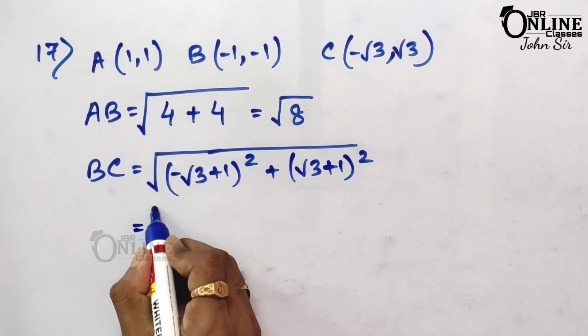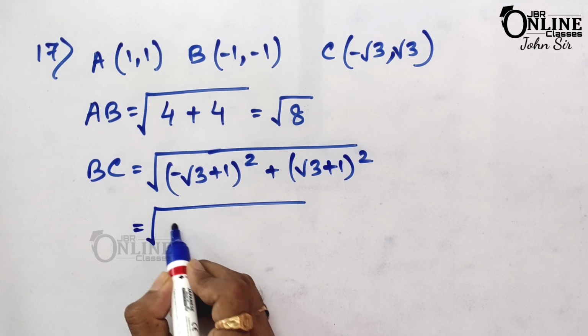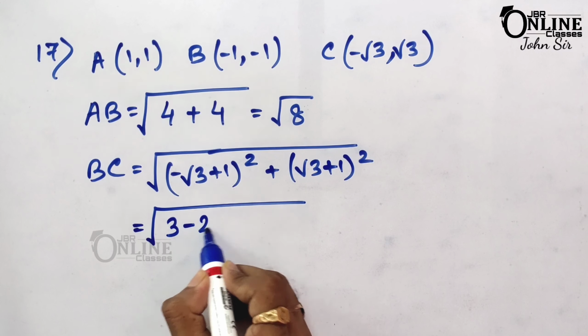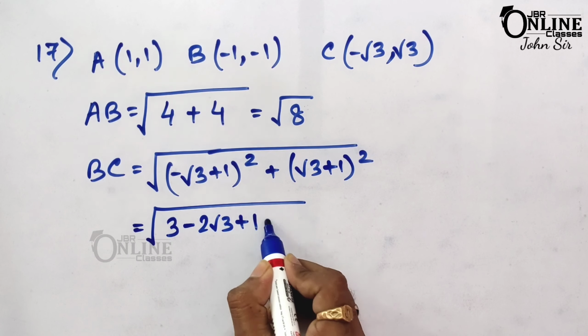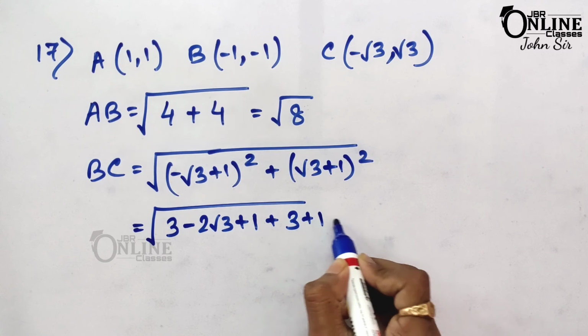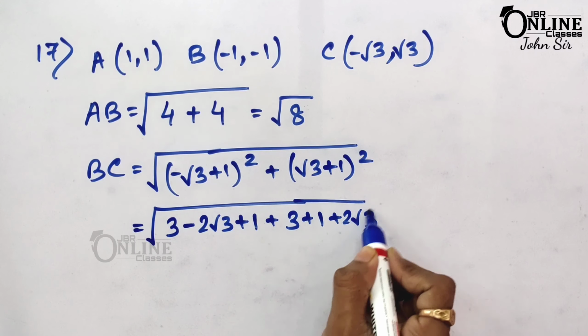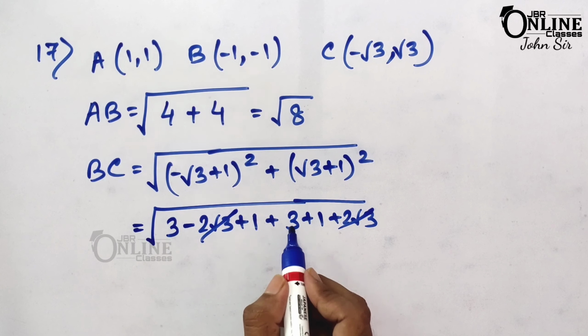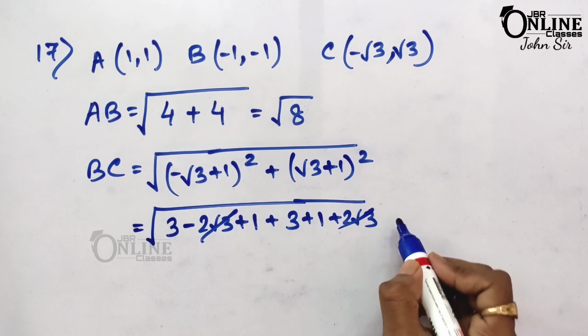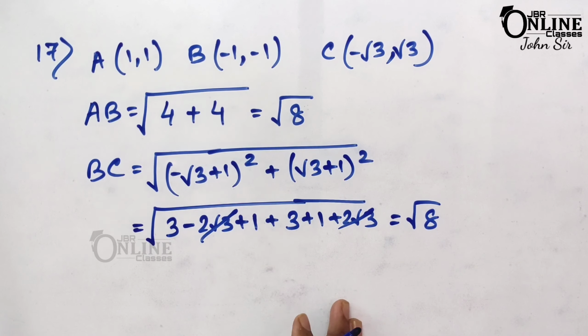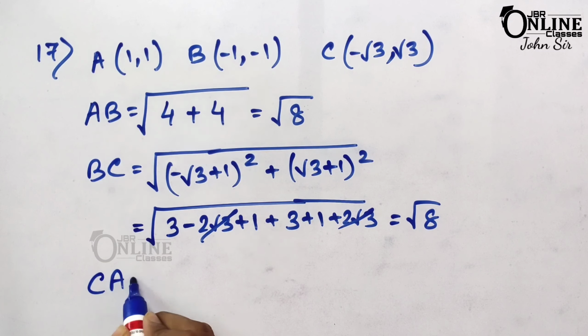Okay, so now here a square minus b square formula, it will be 3 minus 2 root 3 plus 1, here 3 plus 1 plus 2 root 3. So 2 root 3 cancel out, 3 plus 3 6, 7 and 8. So it equal to root 8. Now the third one CA.